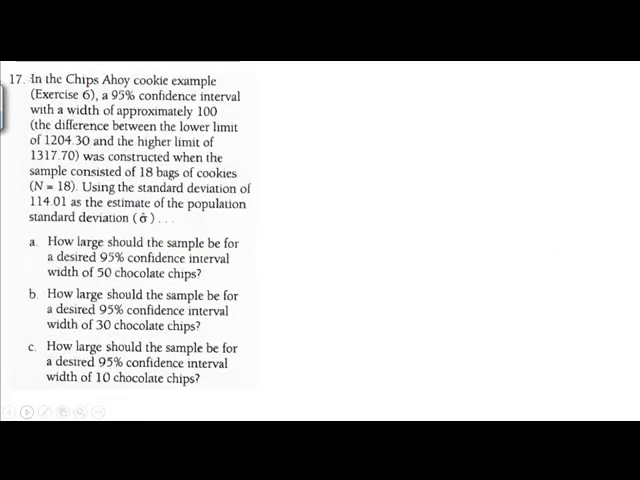So number 17. In the cookie example, a confidence interval with 100 was constructed when we did 18 using the standard deviation as the estimate of the population's standard deviation. How large should the sample be for a desired 95% confidence interval width of 50 chips? Alright, this is when I was in class, or in the video, I told you you'll never have to do this, because I won't ask you to do it. But I'll show you how you can do it.